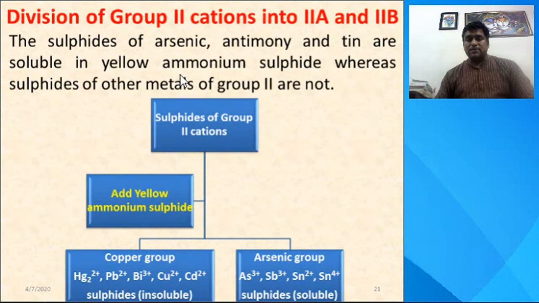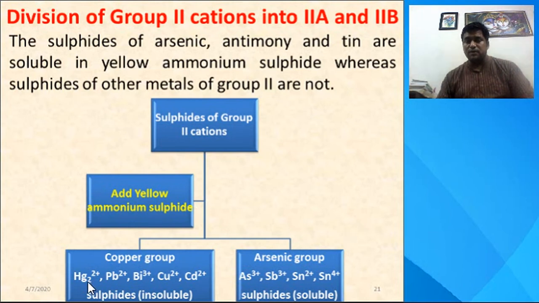Since in the second group the number of cations is large, what is required is to divide them into two groups, group 2A and group 2B. How can it be done? By using a reagent, yellow ammonium sulfide. Once we have the precipitates of sulfides of second group cations, we add yellow ammonium sulfide to it. Certain cations, called the copper group, are insoluble in yellow ammonium sulfide, so they form one group. Another set of cations, called the arsenic group, are soluble, so they form another group.